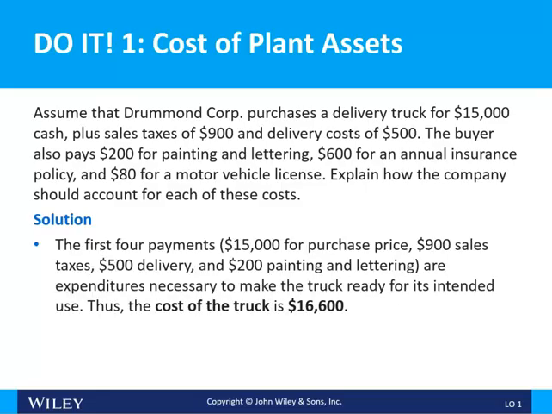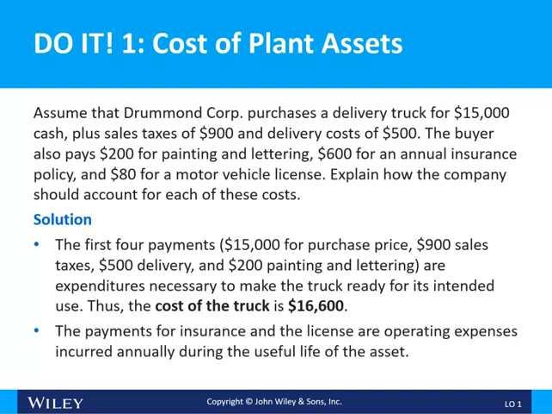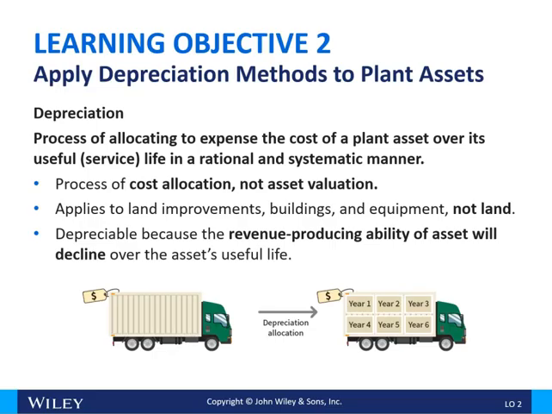So the first four payments, the purchase price, the sales tax, the delivery fee, the painting and lettering, are all expenditures necessary to make the truck ready for its intended use. Therefore, the cost of the truck is $16,600. The other two costs, the annual insurance and the license, are operating expenses incurred annually during the useful life of the asset, so those are expensed as operating expenses. So that's getting the cost for an asset and how we recognize it.